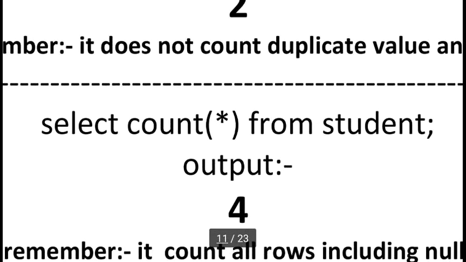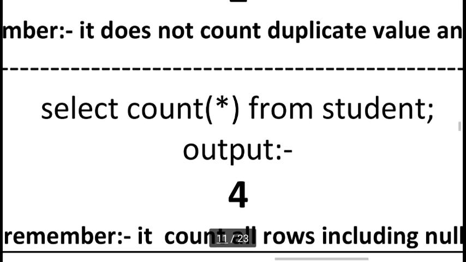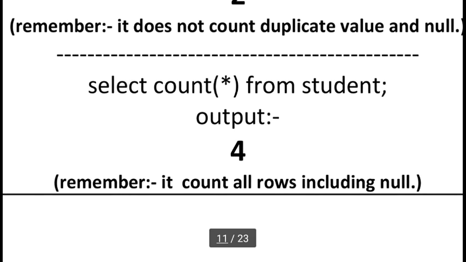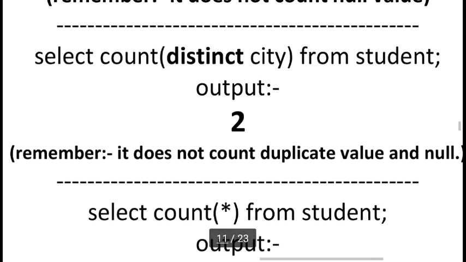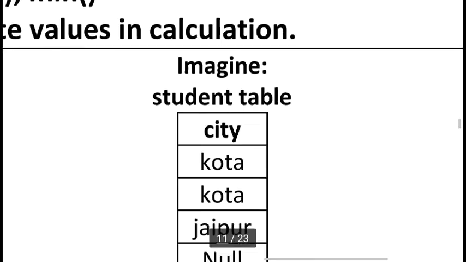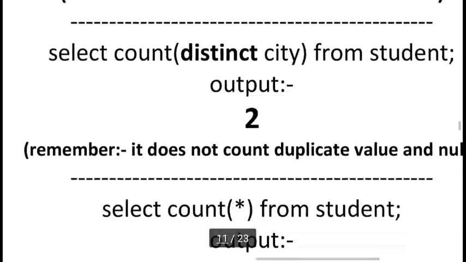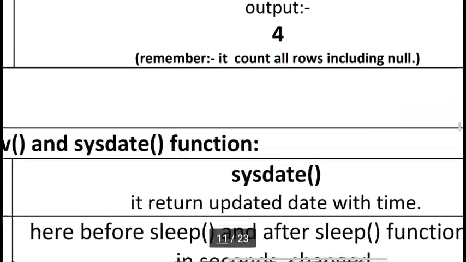Here I am writing SELECT COUNT(*) FROM student. It counts all the rows, including null and anything. So we can see the total number of rows is 4. So we can use SELECT COUNT(*).